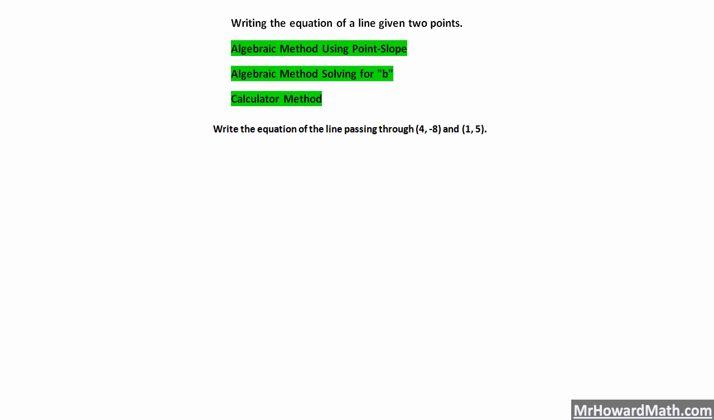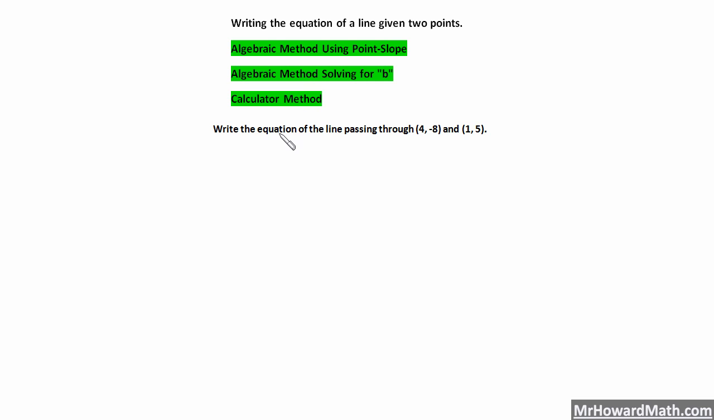So methods 1 and 2 are related in that you're using algebra to do it. It's just one time we're going to take the points that were given after we find the slope and use point slope, and one will just use the method where we solve for b. So I'll show you all 3 ways, and we'll have 3 different examples, and I'll work through each method for each of those 3 problems.